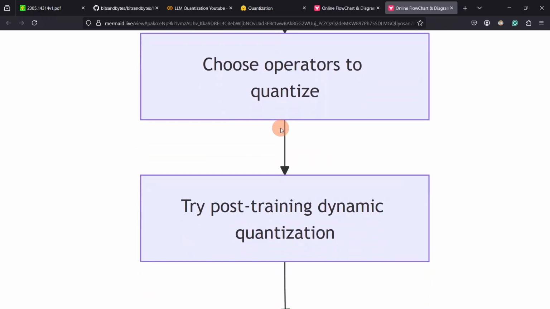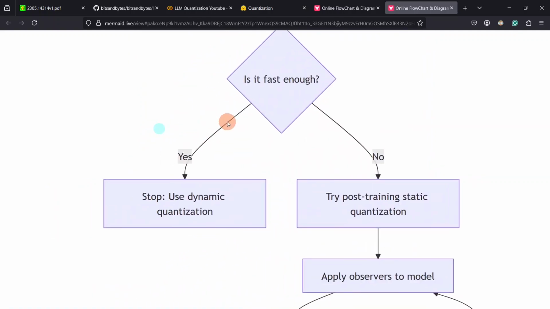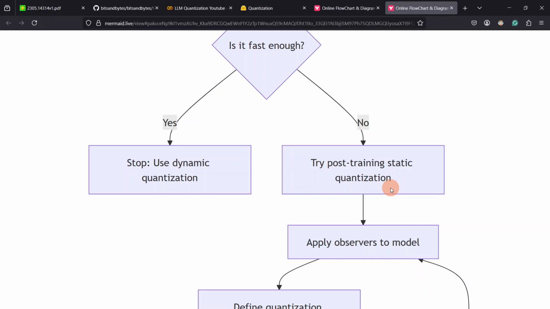Try post training dynamic quantization. Is it fast enough? If it is fast enough, then stop there and use the dynamic quantization. Or if it is not fast enough, try post training static quantization. Basically the point is that you check whatever speed you need and then you try to do more and more advanced quantization till you find the speed and the performance.